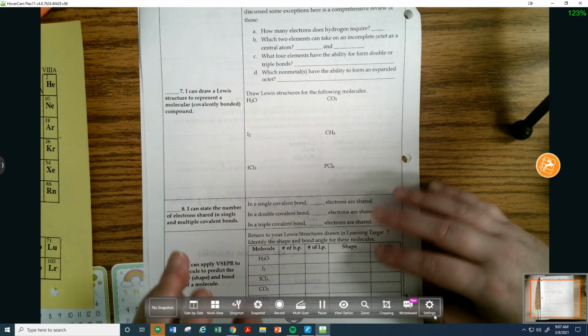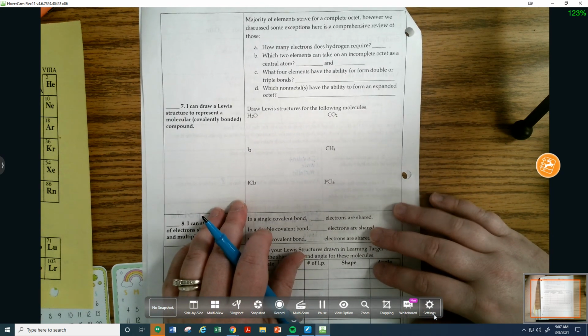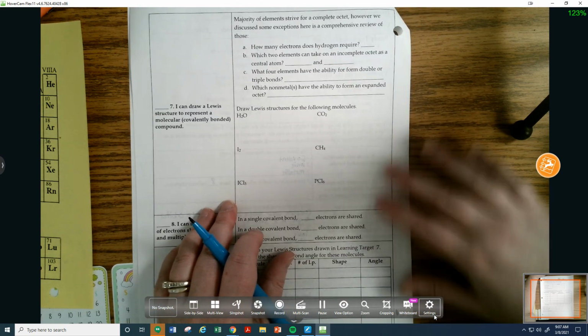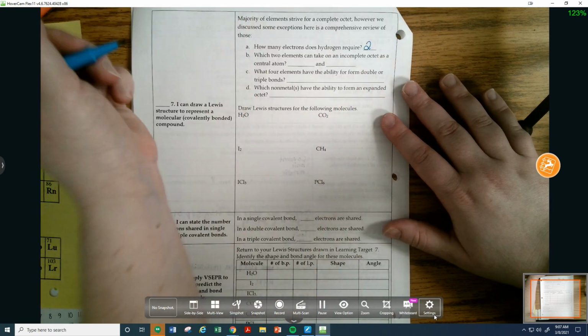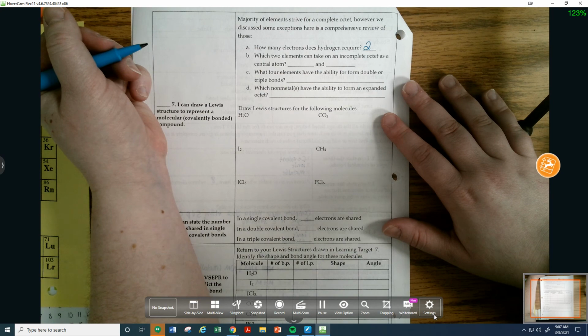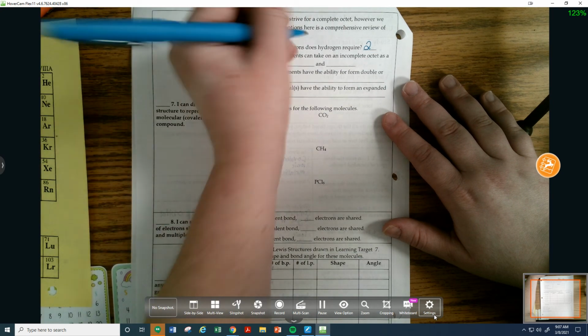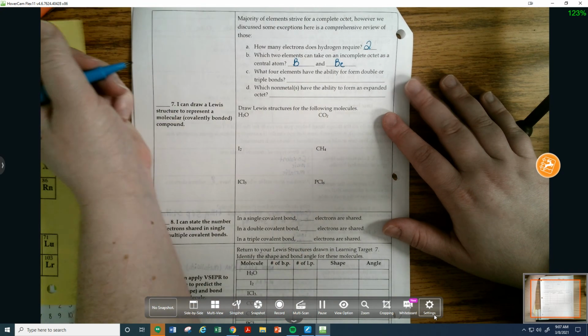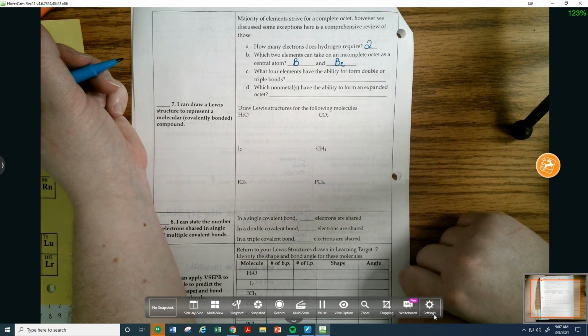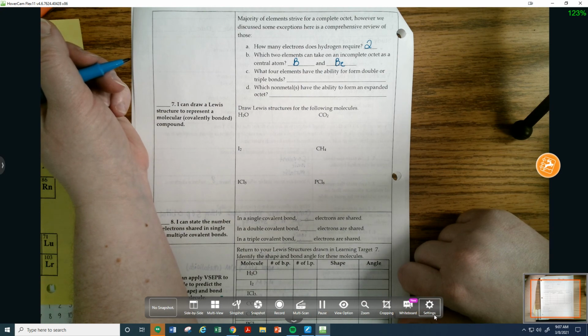So the next big one is Lewis structures. So just some things to review. How many electrons does hydrogen require? Again, it doesn't want an octet. It's satisfied with a duet. Which elements make up an incomplete octet? So the 2 that you want to look out for are boron and beryllium. They typically, again, want an incomplete octet, and you complete the octet on the outlying elements.